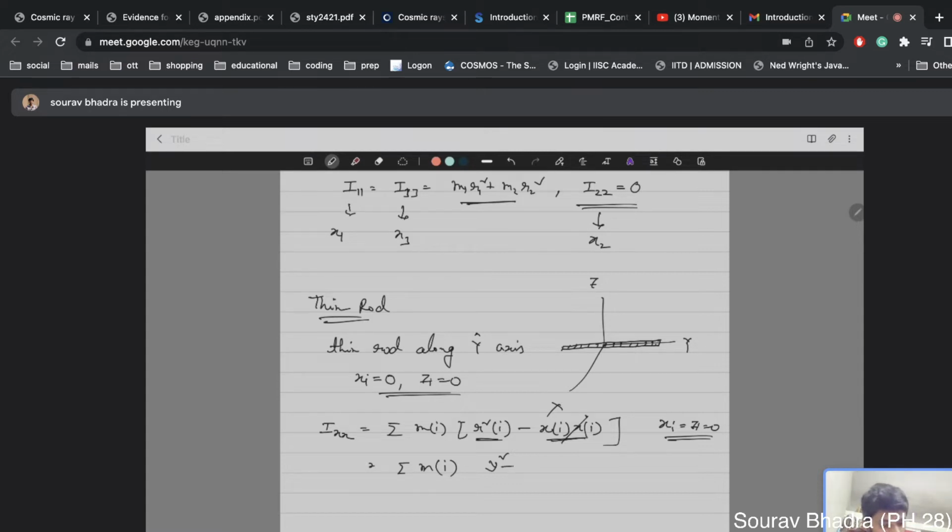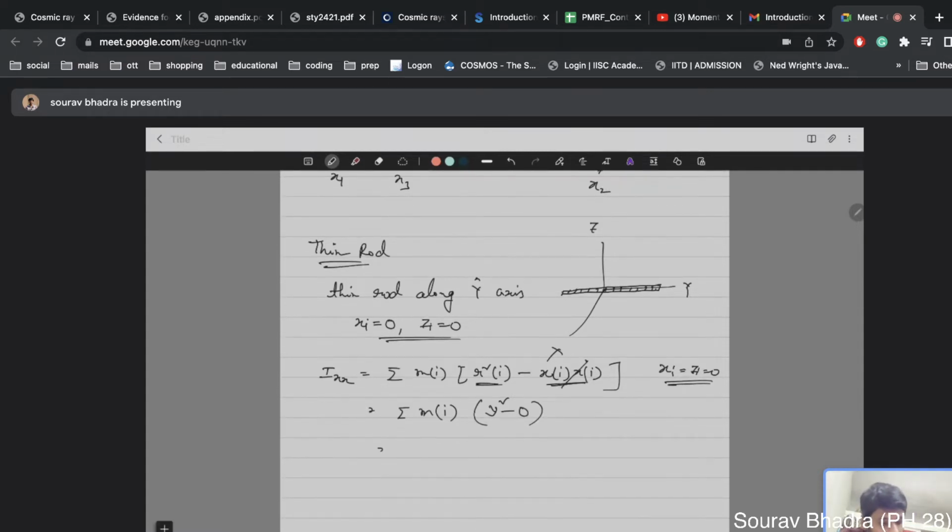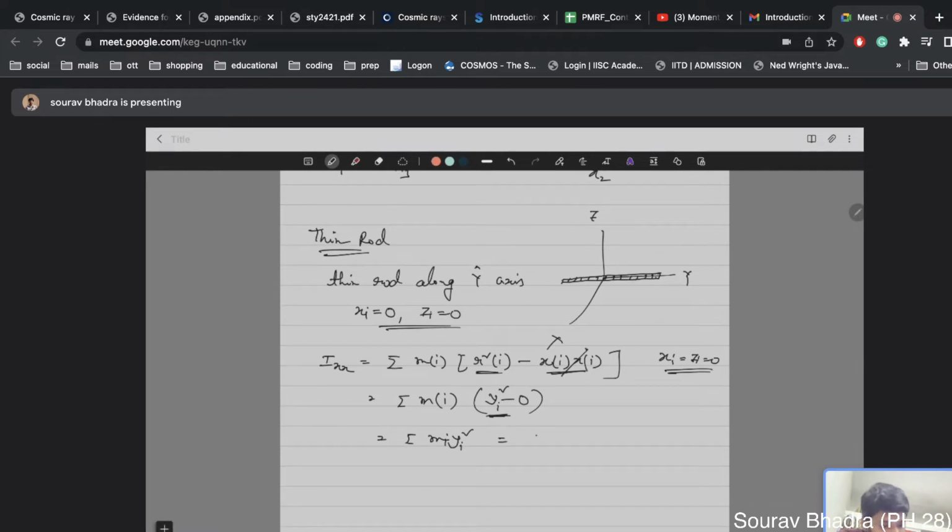So that's why it will be like this, or you can write it as mi yi square, because y square corresponds to that ith particle, that's why it is denoted yi square. So this will be the same as Izz, similar to the previous case, and your Iyy will be 0 because in this part you will get y square minus y square, that will give you 0.